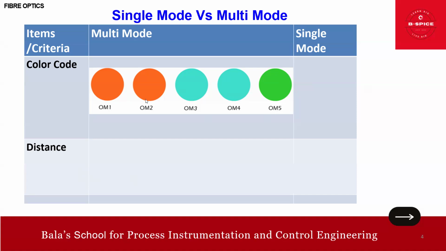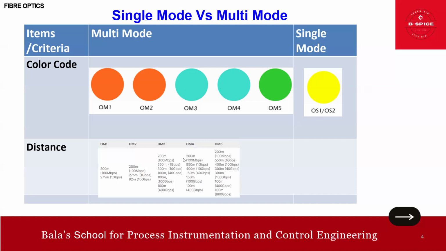So OM1 and OM2 usually have an orange jacket. OM3 and OM4 have an aqua color, they call it aqua. Then OM5 is of course green. Then single mode, OS1 and OS2, typically has a yellow jacket. That's about the color code.